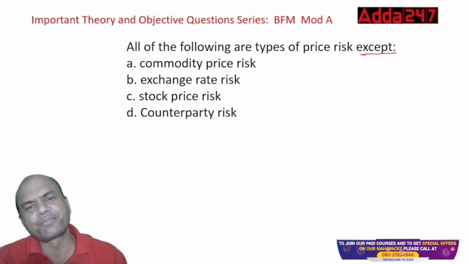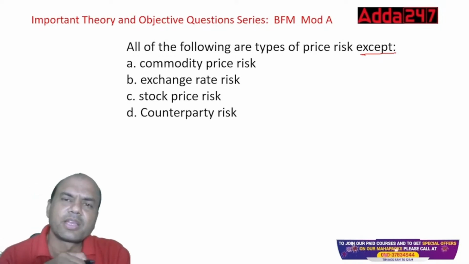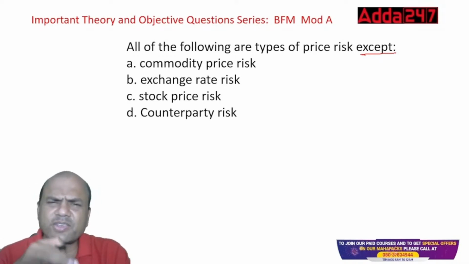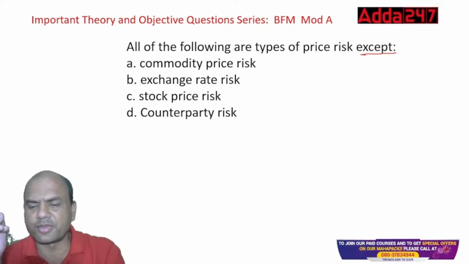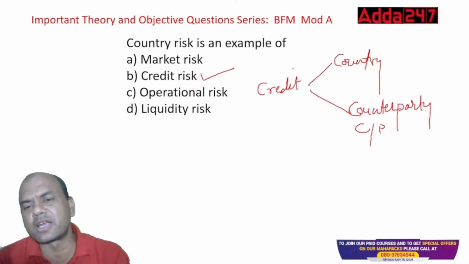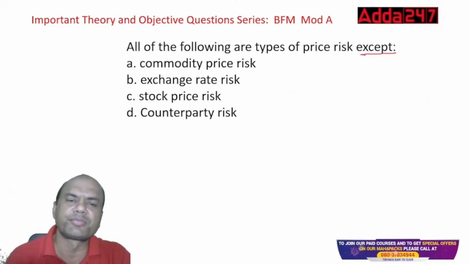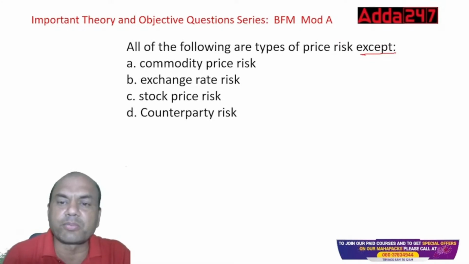Just now I gave you. What is the answer? Type fast. Just now I gave you. This one, look at this. Credit risk has two parts, country and counterparty. So counterparty will be a part of what? Will it be a part of price risk?